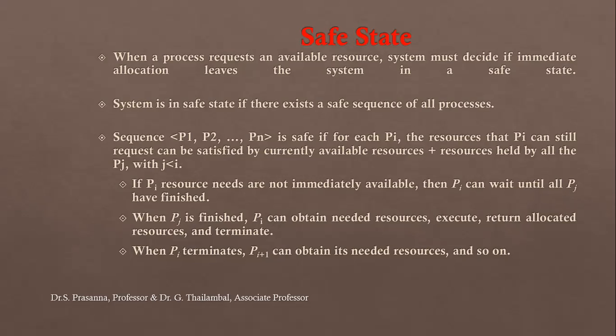When Pj is finished, Pi can apply for needed resources, execute, return allocated resources, and terminate. When Pi terminates, Pi plus 1 can apply for all its needed resources and so on. Therefore, there won't be any possibility of deadlock in the circular wait. So the safe state can be ensured like this.